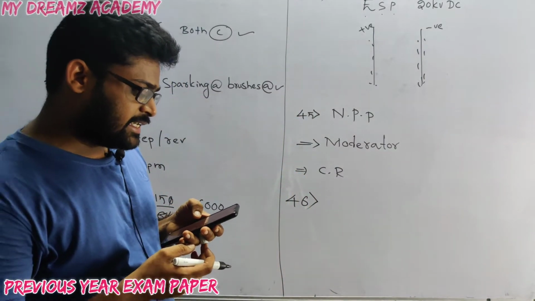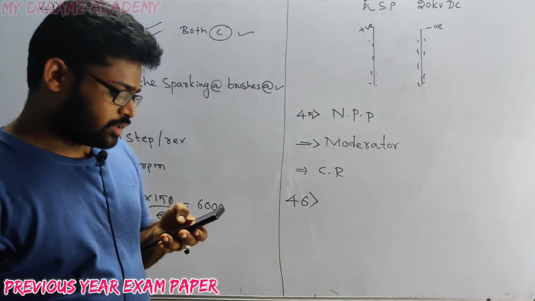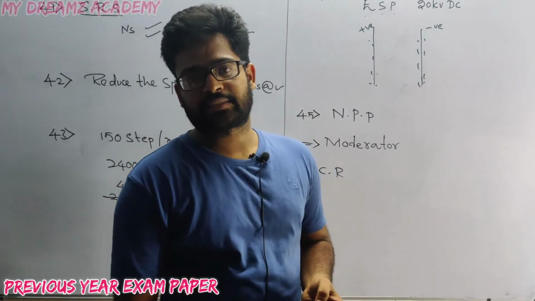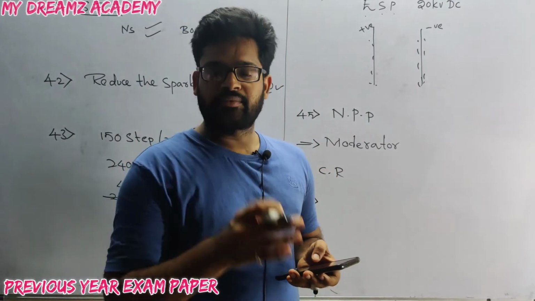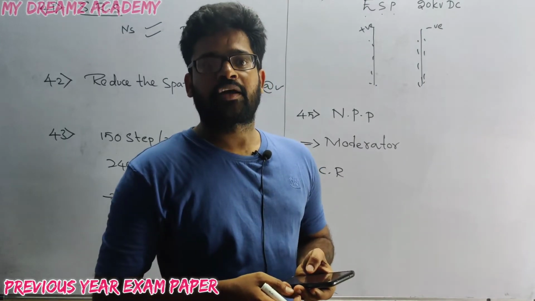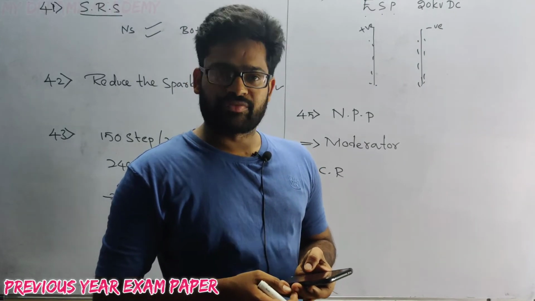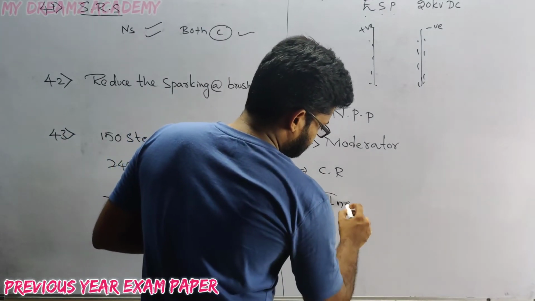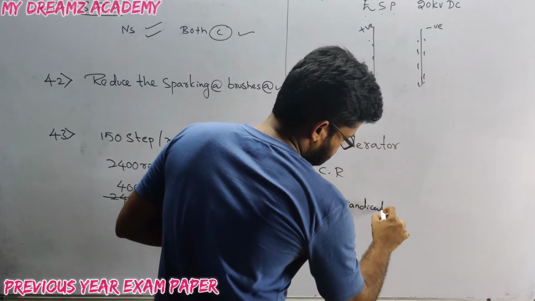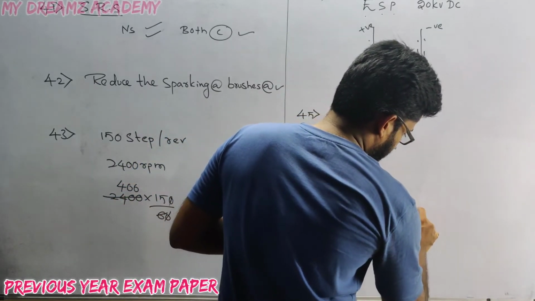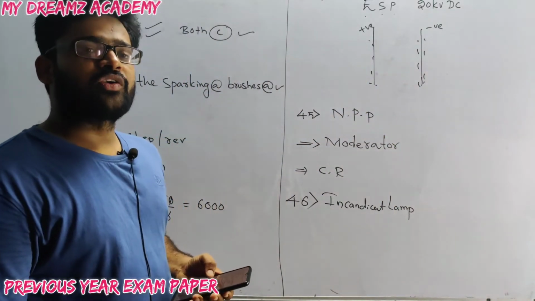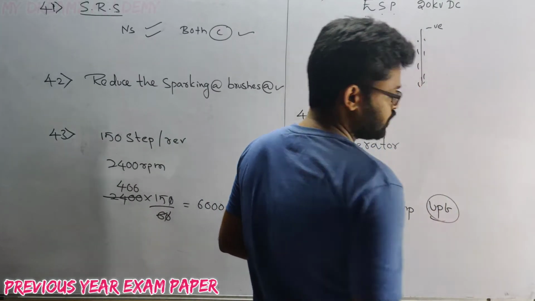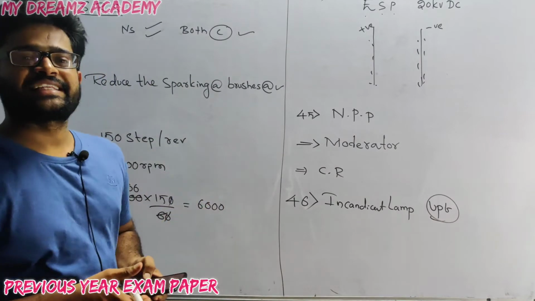Next one, question number 46: low power factor is usually not used in. Options: discharge lamps, incandescent lamps, arc lamps, induction furnace. In this, the only one that does not have a low power factor is the incandescent bulb. The working power factor of an incandescent lamp is UPF, unity power factor. It is purely resistive.